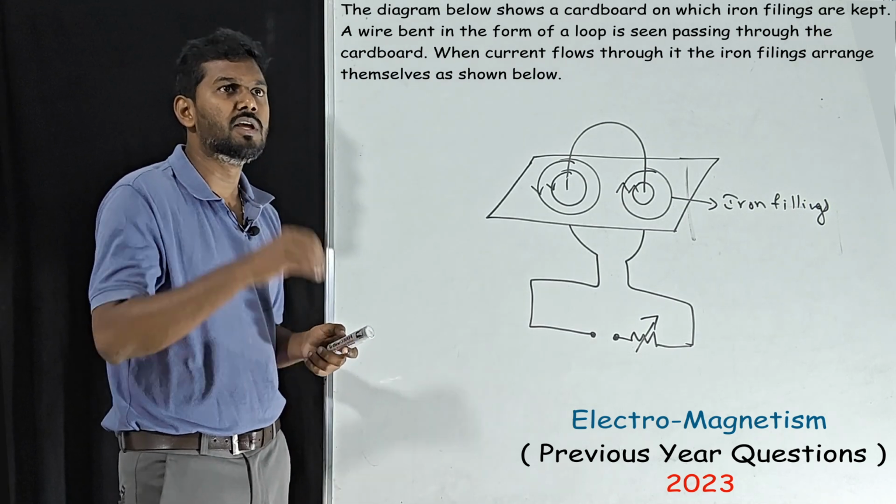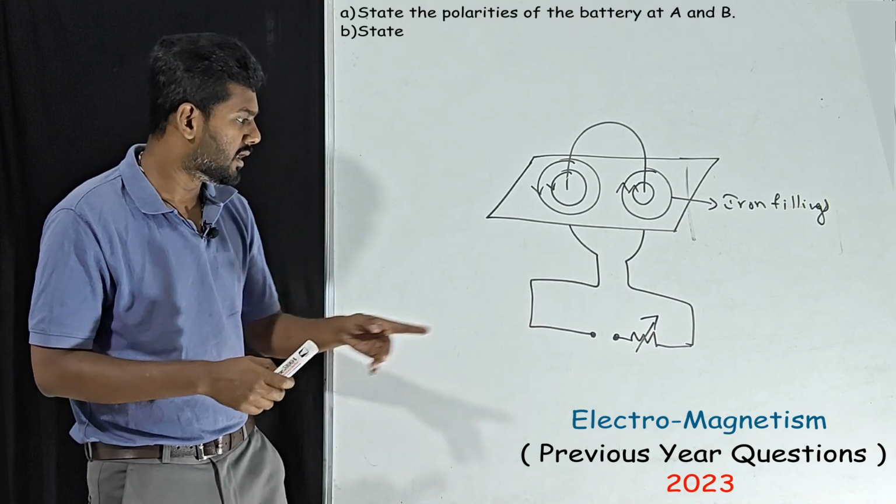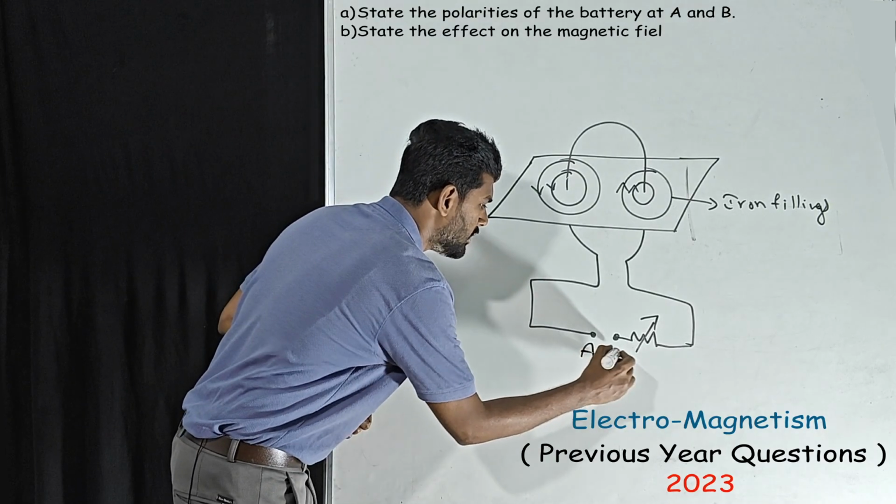Now we'll go for the question. State the polarities of the battery, A and B. See, listen, this is A and B.